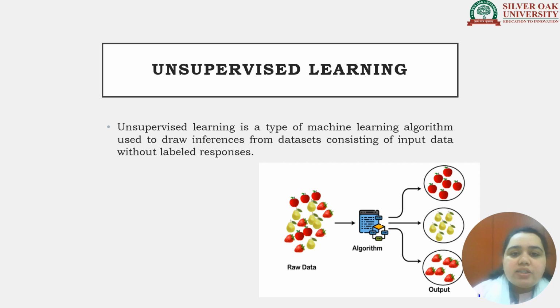Talking about unsupervised learning. Unsupervised learning is a type of machine learning that learns from data without human supervision. For example, here you can see we have kept raw data. An algorithm is applied to that raw data, and then we have scattered images of apples, strawberries, and mangoes, which means unsupervised learning does not need any human supervision to run that data.